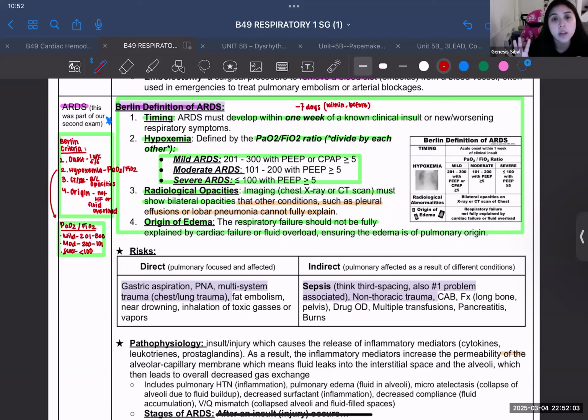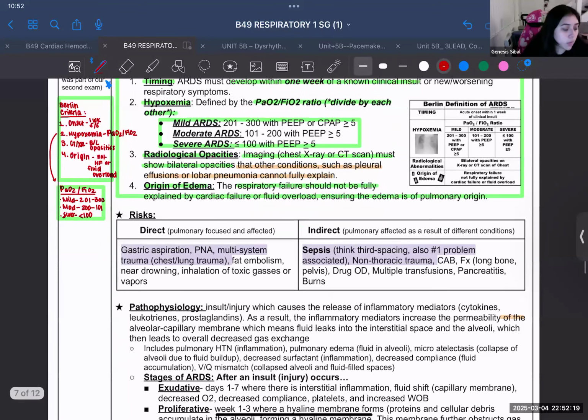And if I don't end up having time to meet, I will always send out either a practice questions document or a Kahoot, but this semester I opted out of that, so I'm just going to be doing a practice question document or something along those lines. So in terms of ARDS, we already went over the first thing.